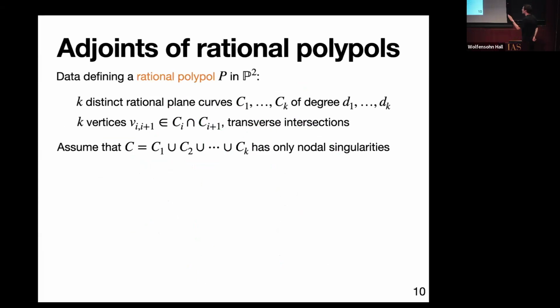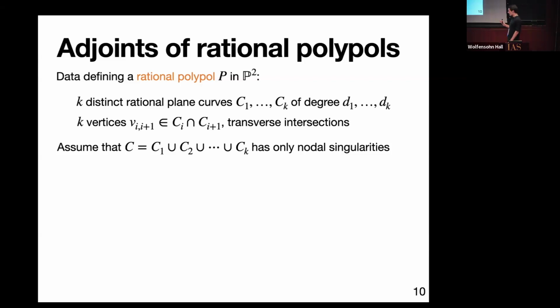So the paper had polypols in the title. So on this slide, I'll tell you what a polypol is. The data that defines a polypol with the adjective rational is as follows. So we fix k distinct rational plane curves, C1 through Ck, of degrees d1 through dk. Okay, so you could not require these curves to be rational, but it'll become clear later why I want to do this. If these curves are rational, we end up studying rational polypols. And between two consecutive curves, I fix an intersection point that is called a vertex. Okay. So I require these to be transverse intersections in this definition.